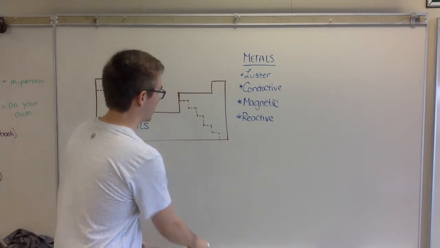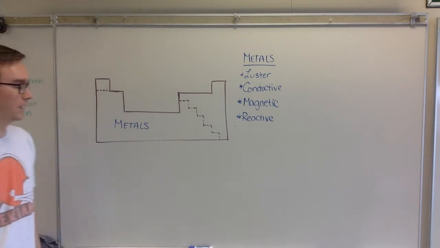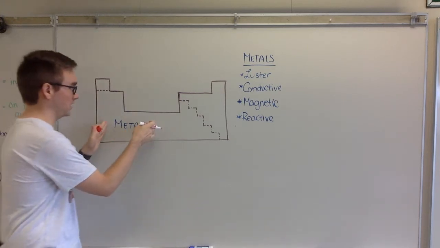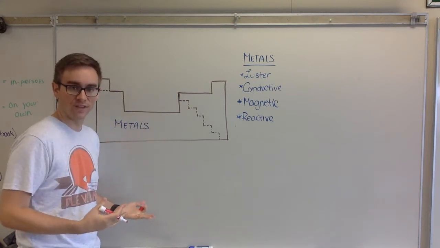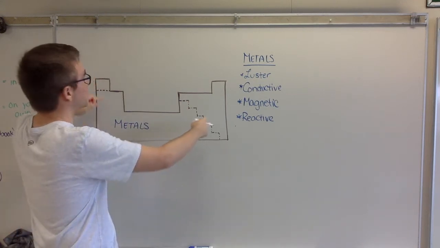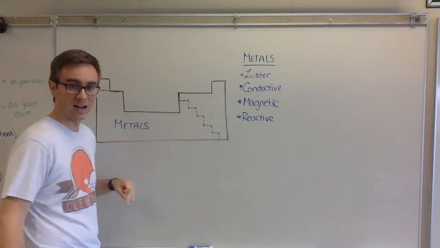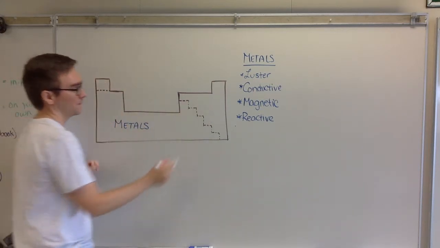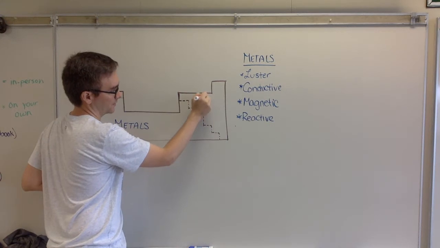All right, so that goes to kind of the other side of this. So if we don't have metals here, the next biggest chunk of them are going to be on the other side of those dotted lines or the thick black lines or the staircase or this one up here. These are the non-metals.